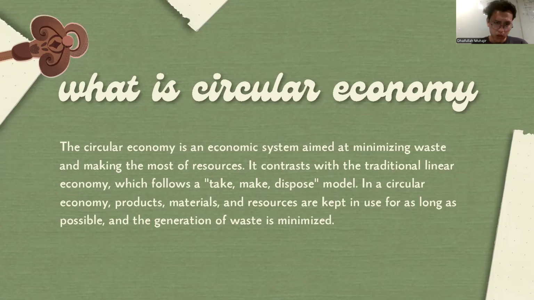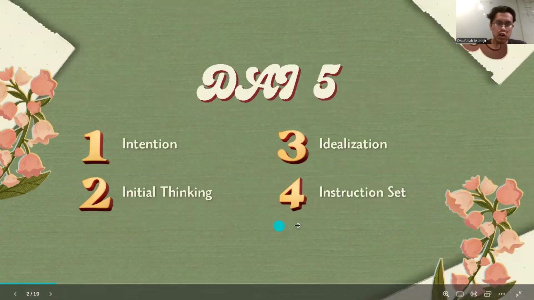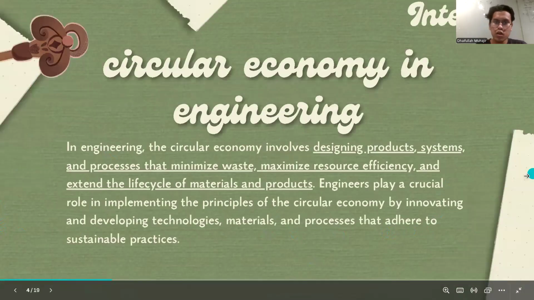So we will look at the definition of circular economy. Circular economy is an economic system aimed at minimizing waste and making the most of resources. It contrasts with the traditional linear economy, which follows a take, make, dispose model. In a circular economy, products, materials, and resources are kept in use for as long as possible, and the generation of waste is minimized.